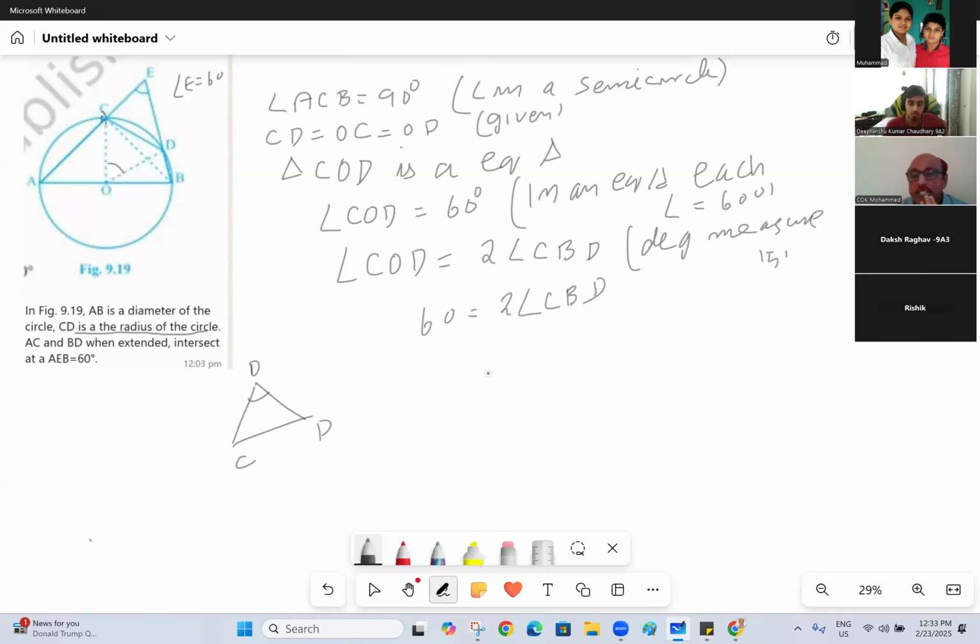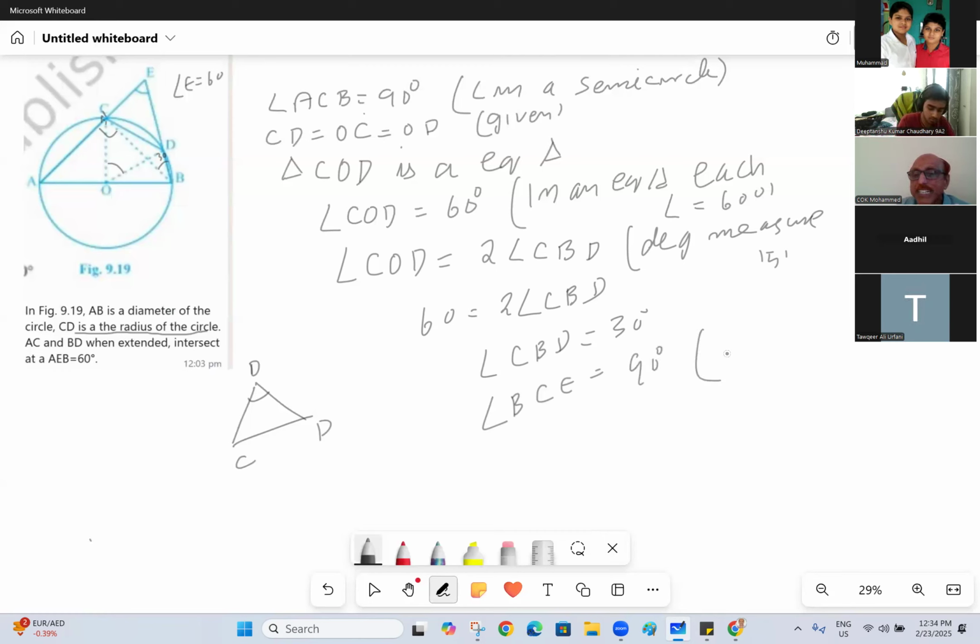So, Navneet, angle CBD is how much? 30. Very good. I got this angle 30. Angle ACB, already you got, is 90. Then I want Taukir. How much is angle BCE? 90. This is already perpendicular, so 90 degrees proved.